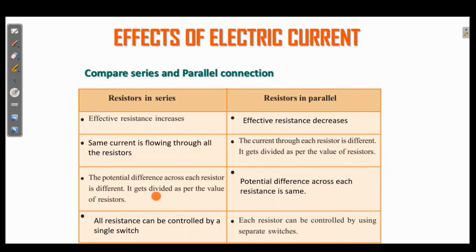Then next, the potential difference across each resistor is different in series. That means voltage is different in series. But in parallel, the voltage remains constant. If we apply 12 volts to parallel resistors, the voltage is the same. That means voltage is the same for all the resistors.